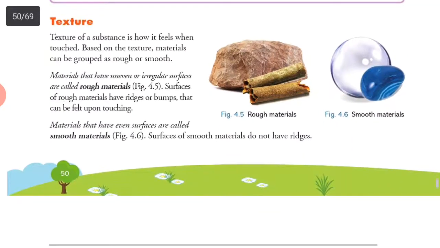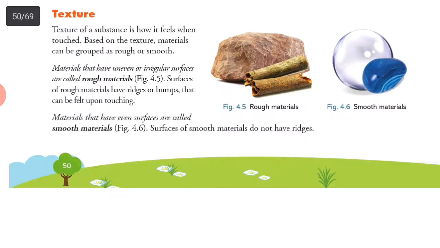The third classification is texture. The texture of a substance is how it feels when touched. Based on the texture, material can be grouped as rough or smooth. If the texture is regular, symmetrical, then it is smooth material, and if it is irregular or bumpy, then we can feel it upon touching.